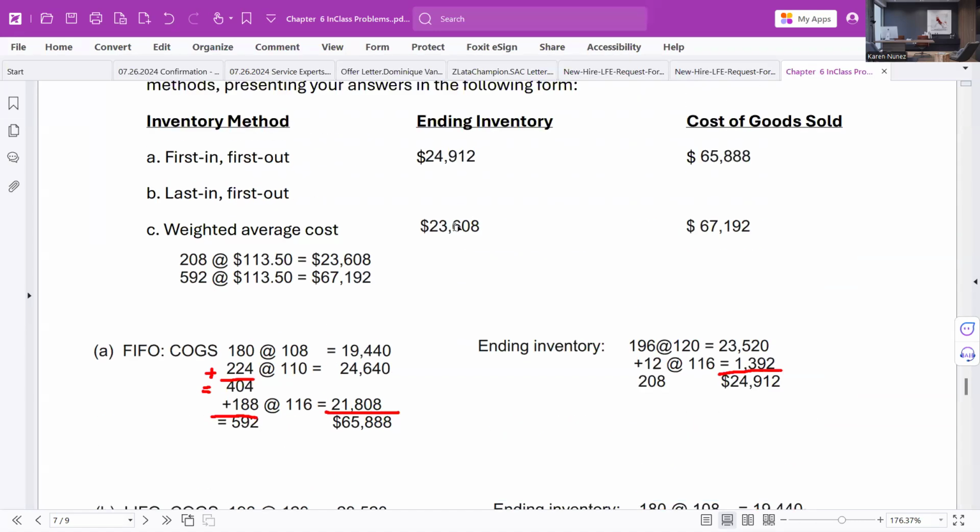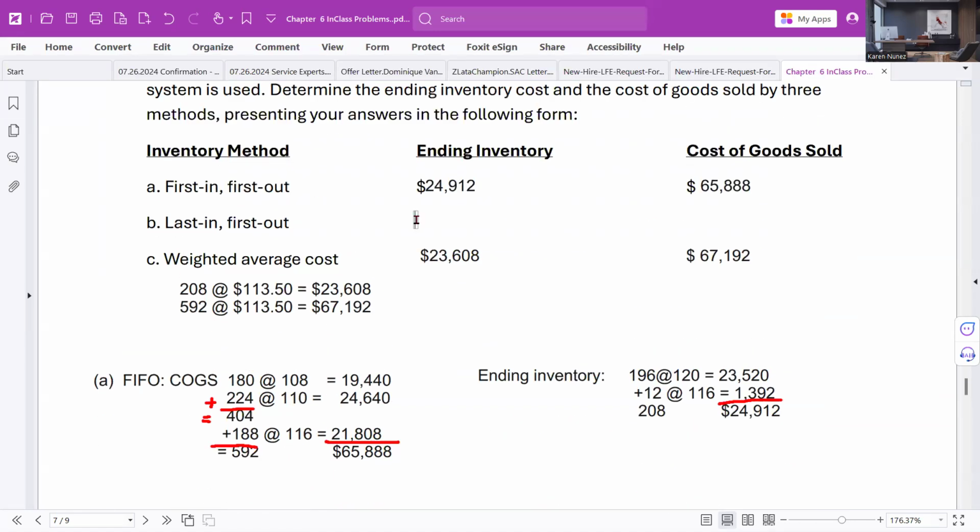So up here, last in, first out, the LIFO ending inventory is 22,520, and the cost of goods sold for LIFO is 68,280.